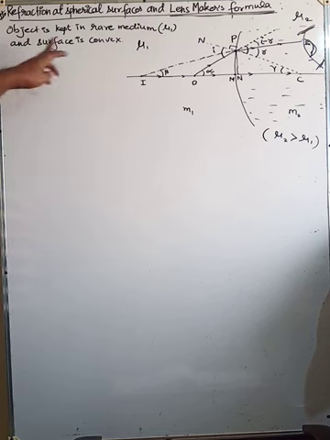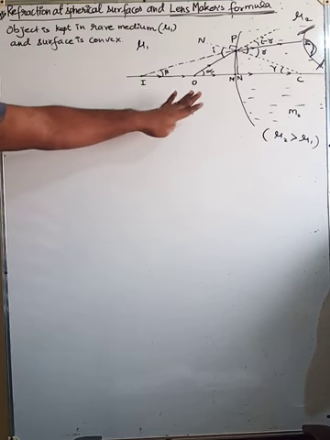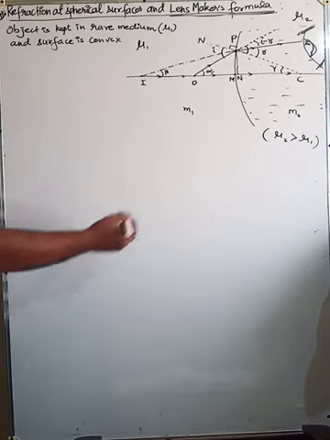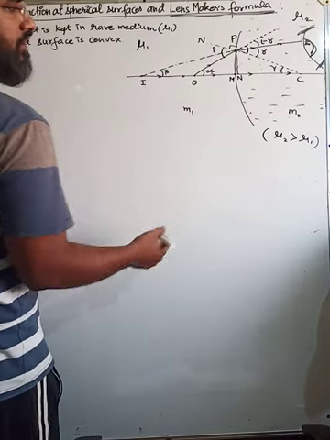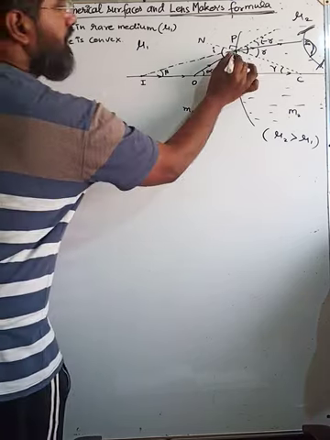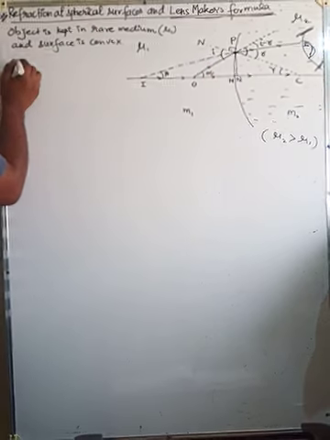Now, the object is kept in medium number 1, that is the rare side. And what is the shape of the surface? The shape of the surface is convex, bulging at the center, that is the definition. Now, we are going to write at point P.